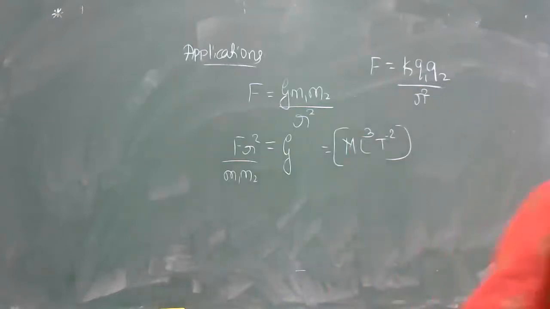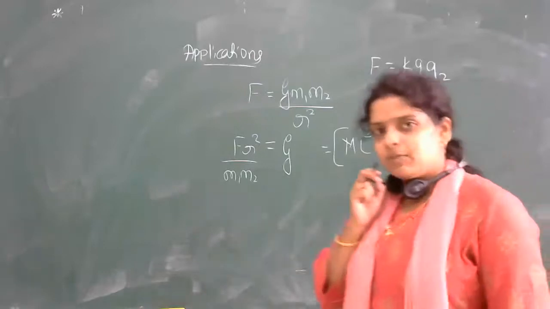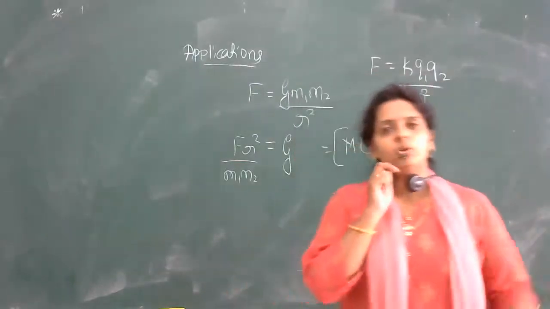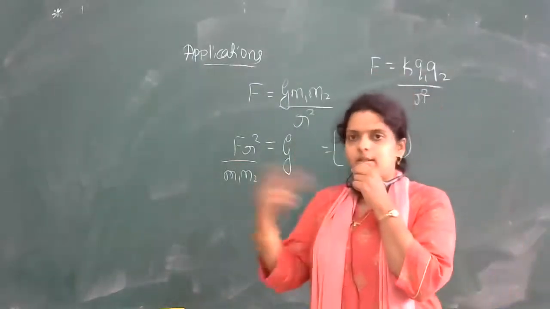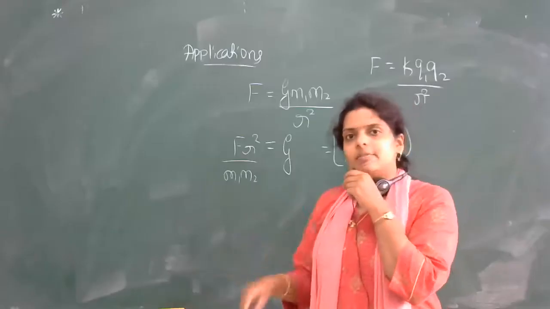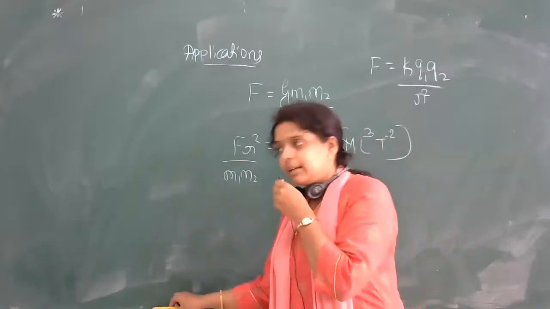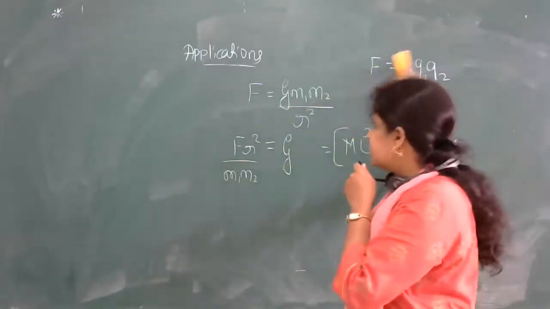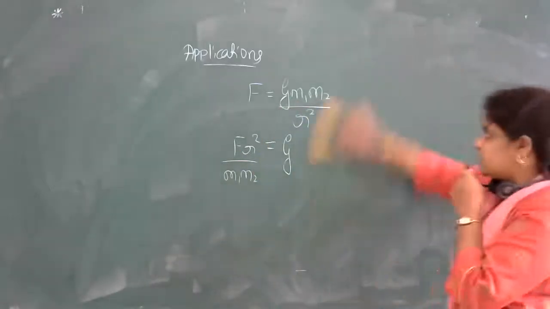Any doubt? Okay. So one more application we will consider. Actually, we have three more, a total of five. So already two are over. We will just see one more application, then further we can continue in the next class. So we will see the next application.